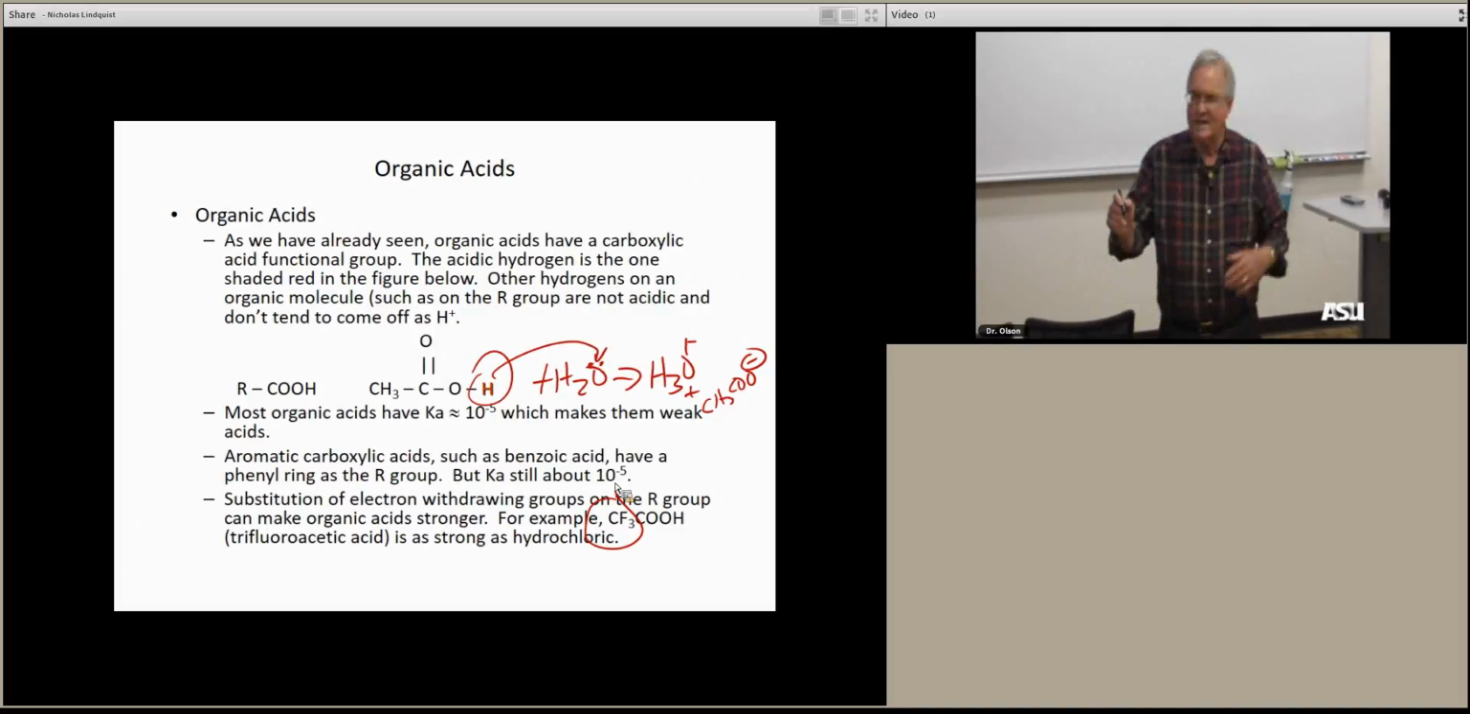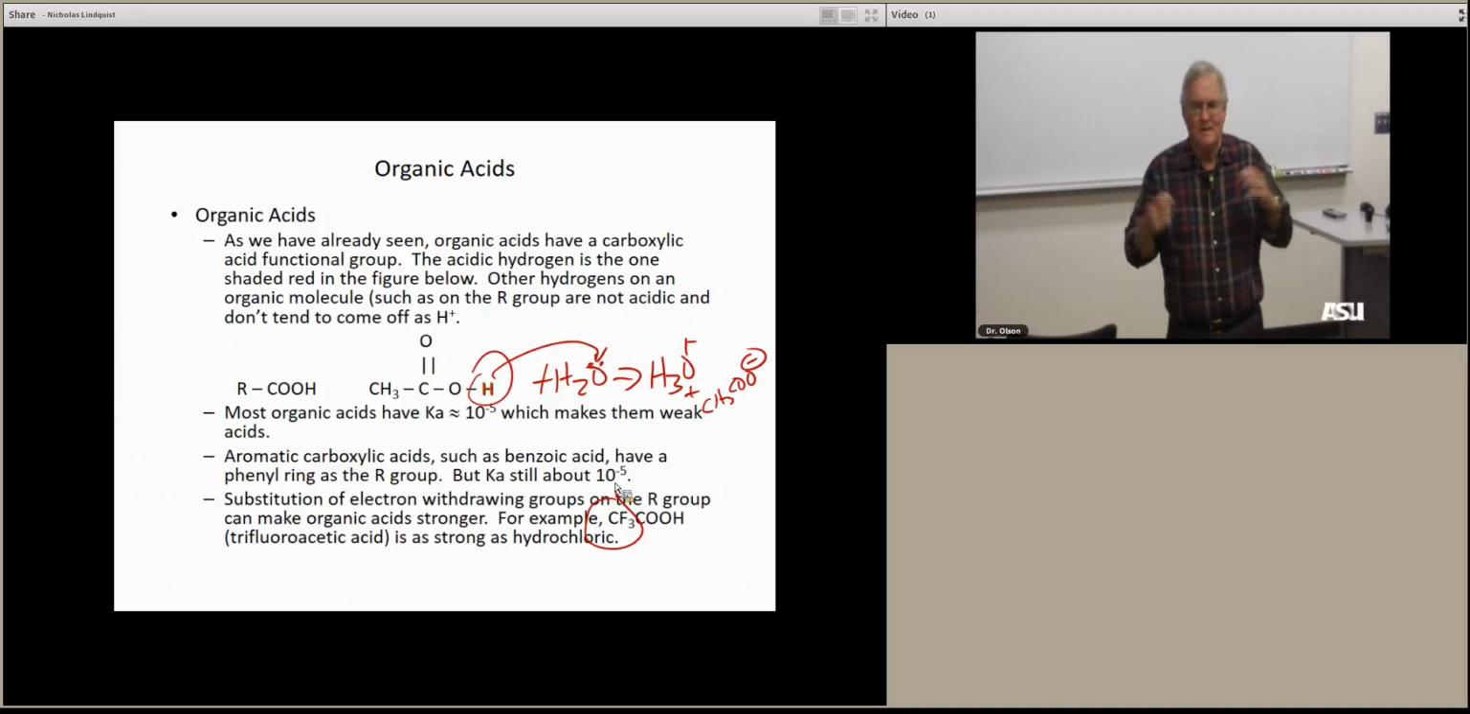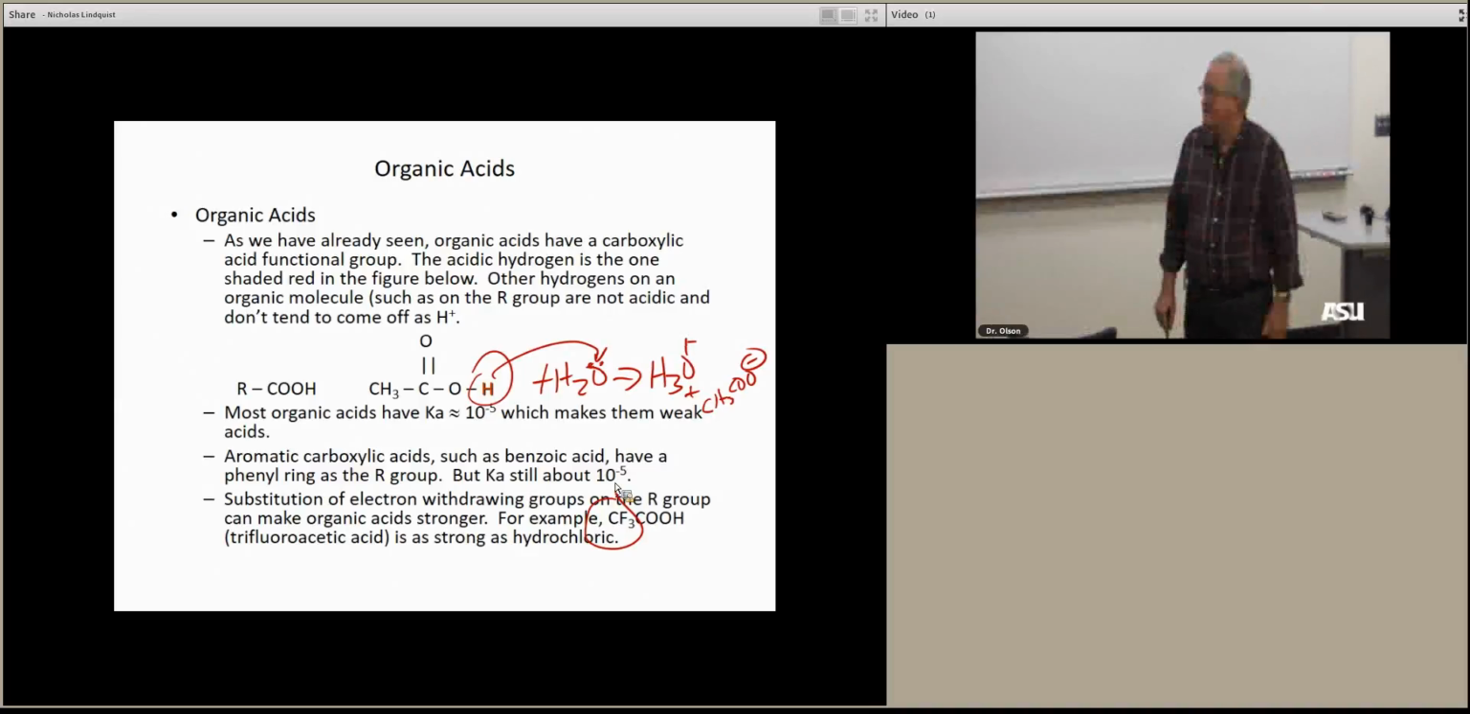So in organic chemistry, you can kind of tinker with it. You can kind of dial it in. How many chlorines do I want to put in? How strong an acid do I want to make it? You can dial it in when you're making these different organic chemicals.